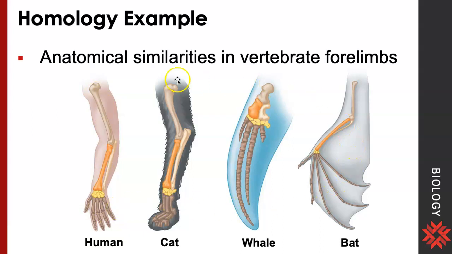So we all have that bone structure because we all descended from the same common ancestor. So that's what homologies are: looking for these similarities, similarities that are explained by common ancestry.